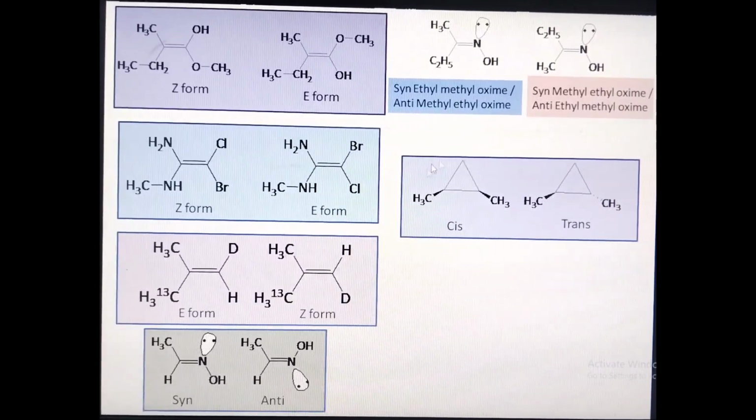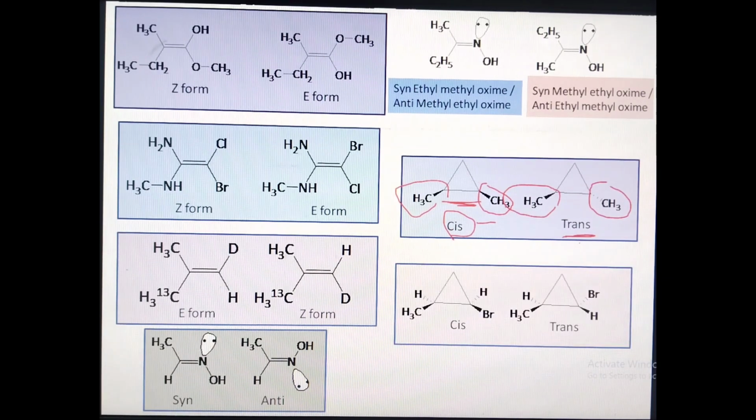Next example is the cyclopropane having two methyl groups, both above the plane. Here you can see the CH3 and CH3 are on the same side, above the plane, then that is cis. When this CH3 is above but this is below the plane, then this is trans. These are on opposite sides of the ring, but these methyl groups are on the same side of the ring, and these are called cis, and this is trans.